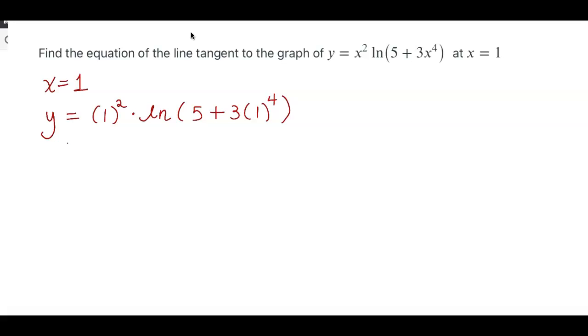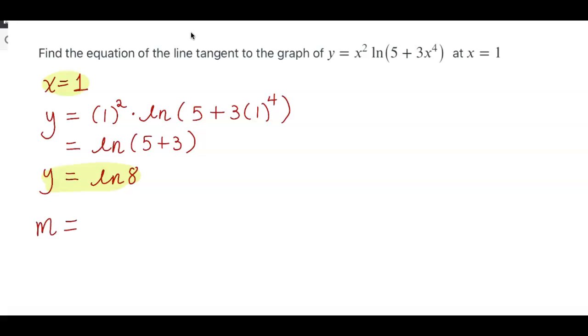So what's that going to be? 1 squared is just 1, natural log of 5 plus 3 times 1. So y is simply natural log of 8. We found the y value, and I'm going to need these things later on. I need my x, I need my y, and all I need is the slope now.